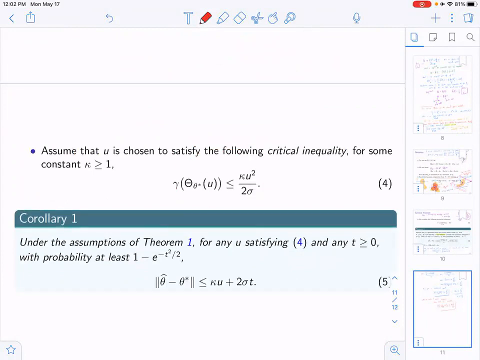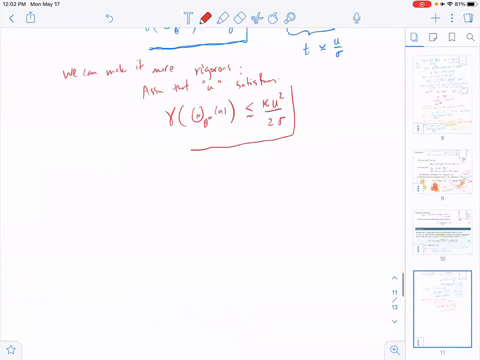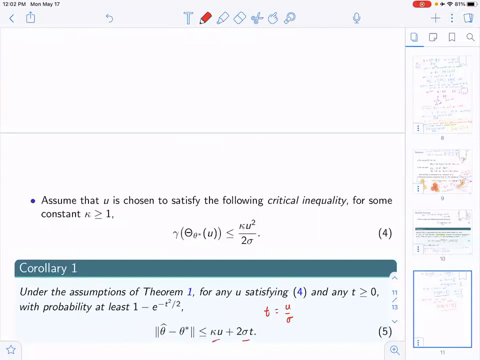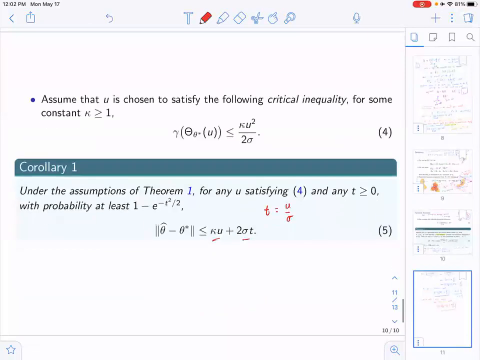You can easily show that the result would simplify to this. I'll let you show it. And then if I take, for example, t to be u over sigma, like the one that we had here, then you can see the two terms are also going to be of the same order, and the whole thing, as kappa is a constant, would be of the order u. Okay, so any u that satisfies this would be an upper bound on this.